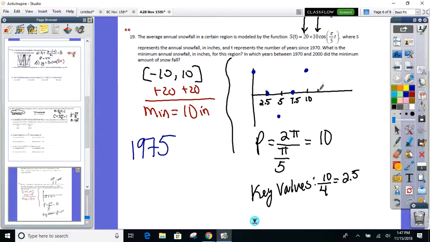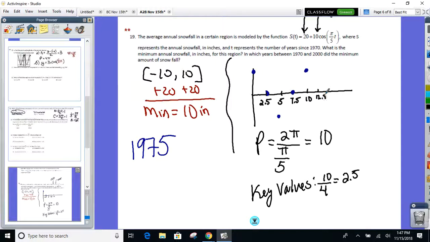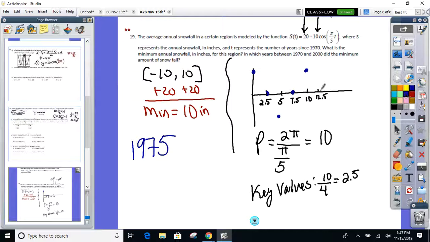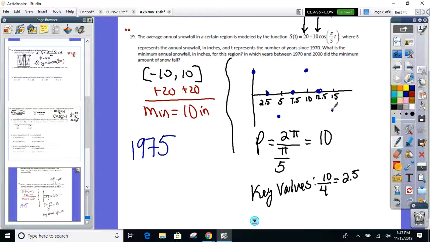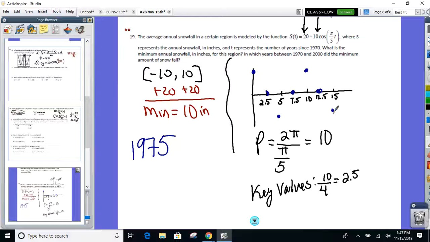What's after 10? 12.5. Yep. And then what's after that one? Oh, where's it going to happen at 15? Another minimum, right? So what's 15 years now since 1970? 1985. And then, okay, do we have to keep going? We know what's going to come next, right? 1995.